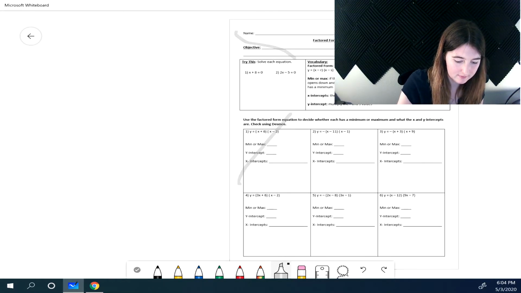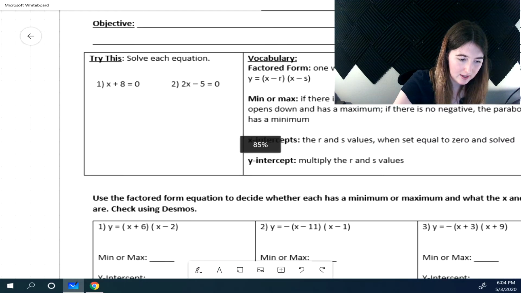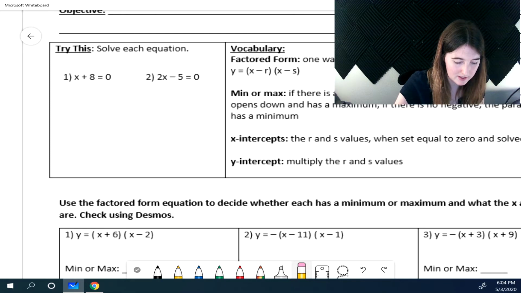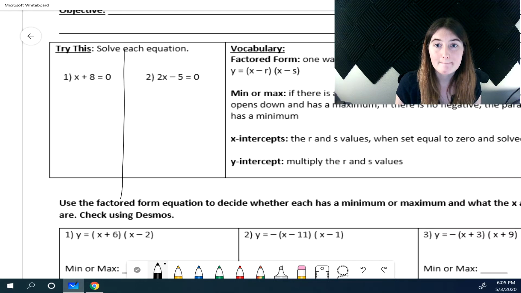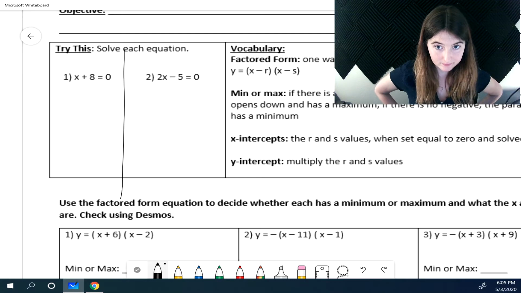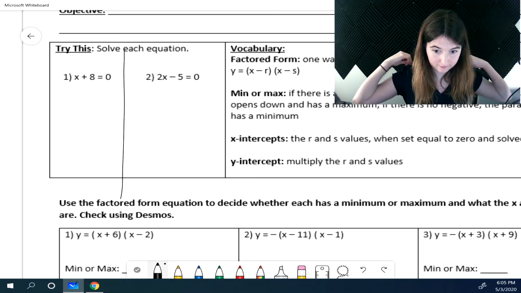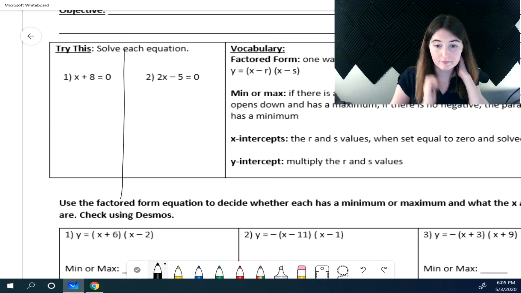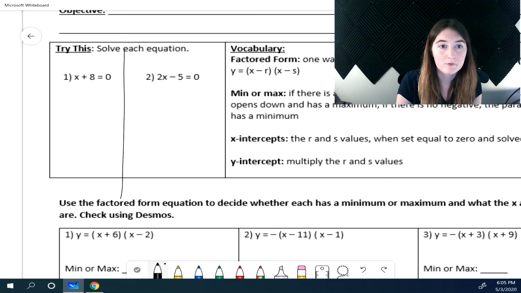My bad. Here we go. X plus 8 equals 0 and 2x minus 5. About another 15 seconds. Five, 4, 3, 2, 1.